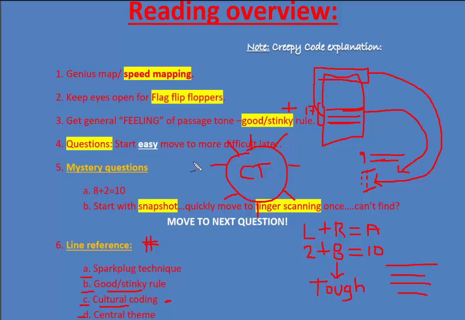There you have it, kids. It is the quick overview of genius mapping, speed mapping, Q3, and using a little bit of good stinky rule and flag flip-floppers. The creepy code is gold coin. Creepy code is gold coin.